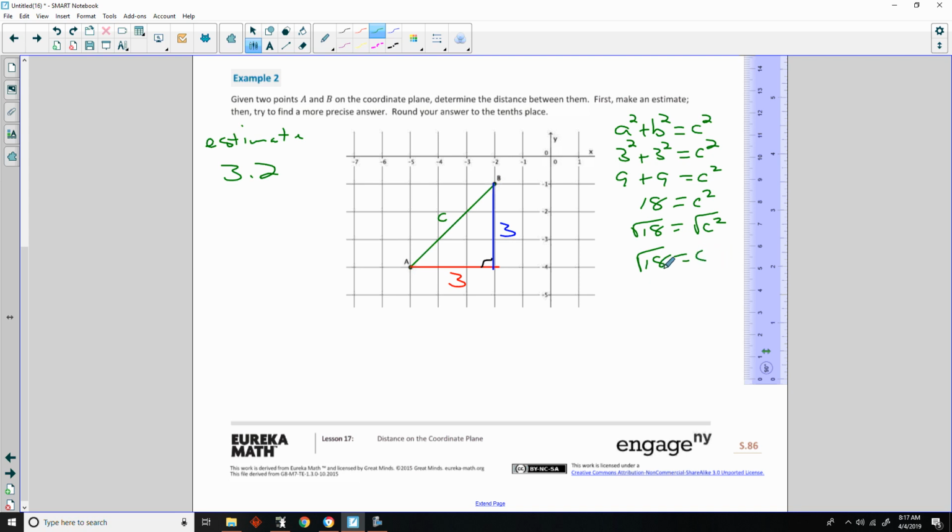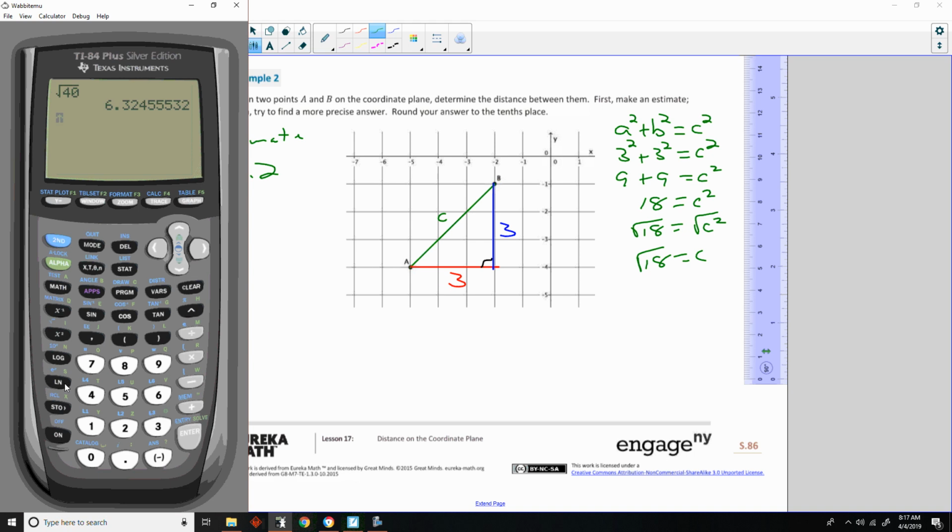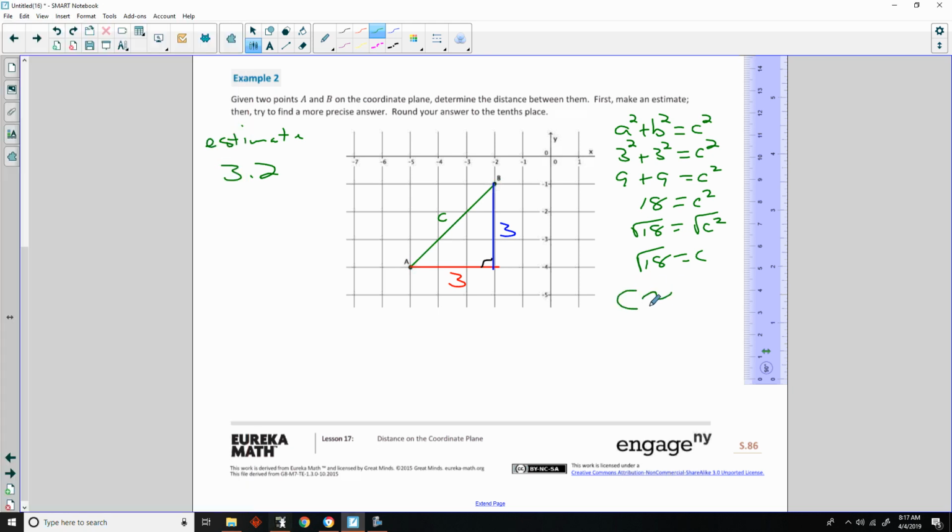Okay, and 4 times 4 is 16. So the square root of 18 is 4.2 rounded. So C is approximately 4.2. Okay, so my estimate was 3.2. I was off by quite a bit. So I'm going to do this and show this.